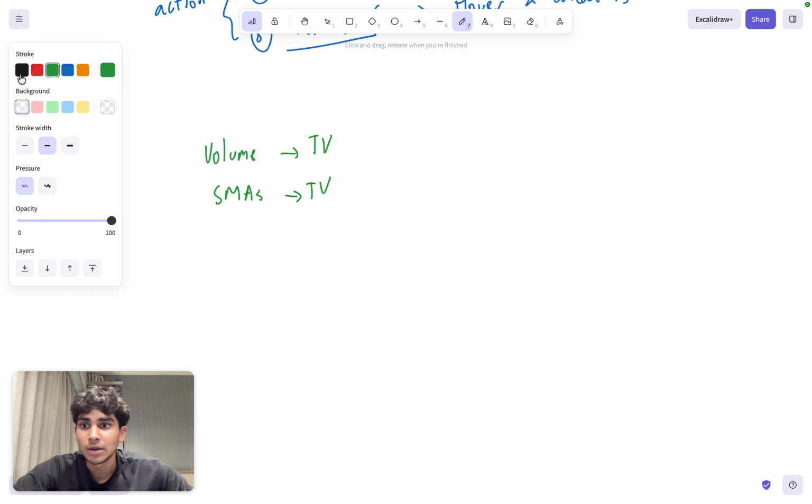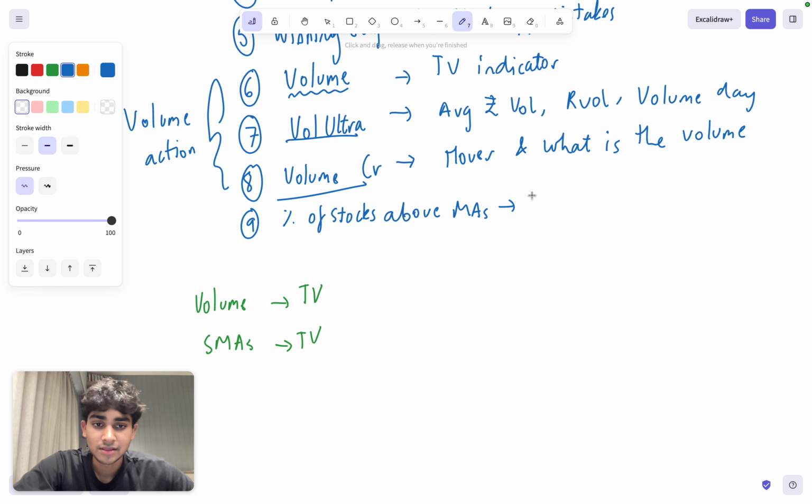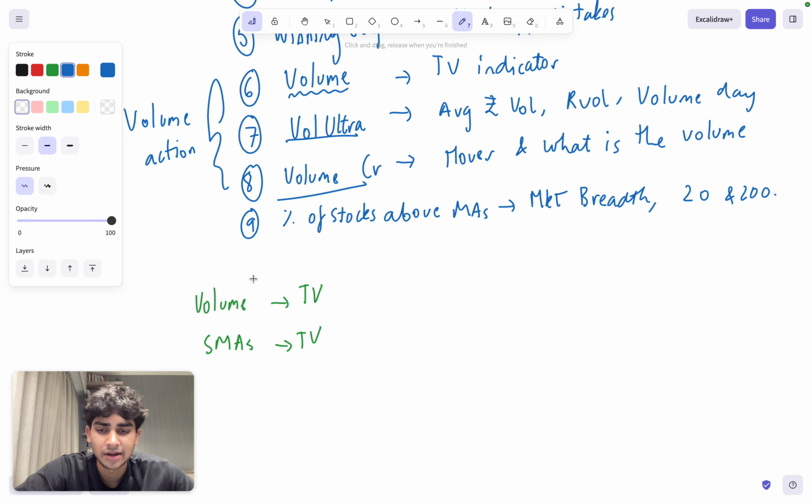And sorry, I forgot one more indicator that I use, right? And this one is by Finally Nathan. This one is percentage of stocks above MAs. So I use this particularly to understand the market breadth, right? And the ones that I use are, I think, the 20 and the 200. So these are the ones that I use. Fantastic indicator, right? Beautiful indicator and looks so aesthetic as well on my chart.